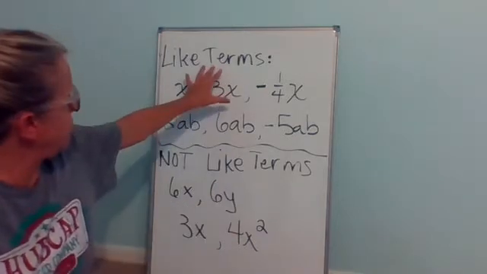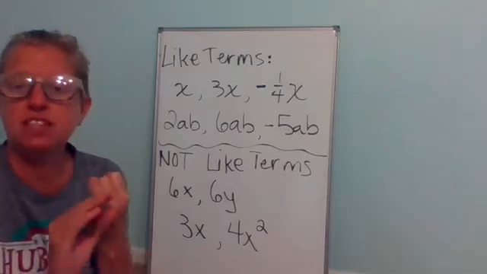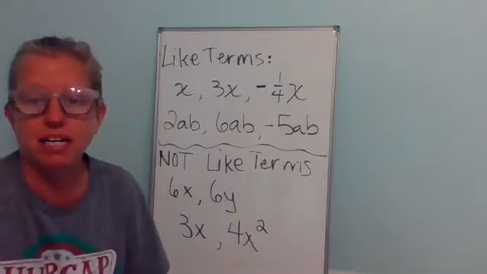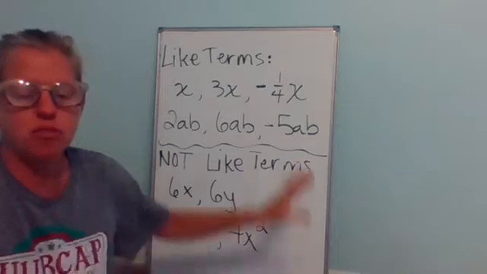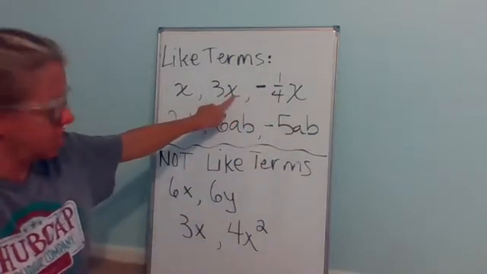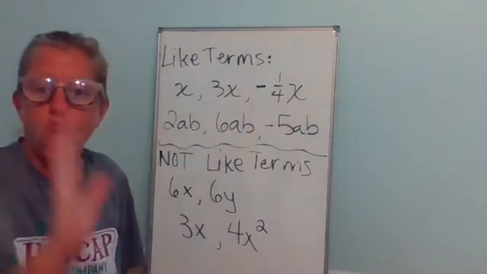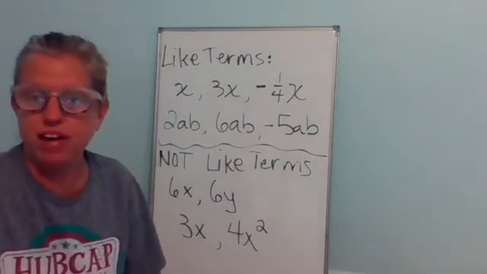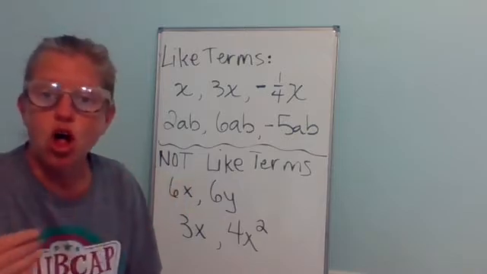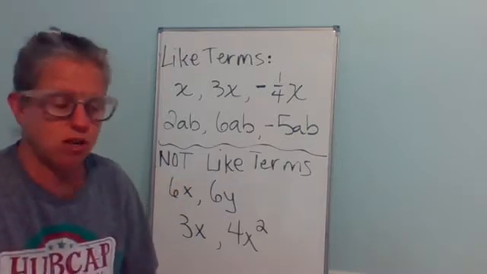Okay, so I've made a couple of examples here. In order to be a like term, you have to have the same variable, and that variable also has to have the same exponent. Okay, so these are like terms. This is an x, this is an x, and this is an x. They're all the same kind of term. They've got different coefficients, which is the number in front of them, but they're all the same kind of term. Okay, so those are like terms.